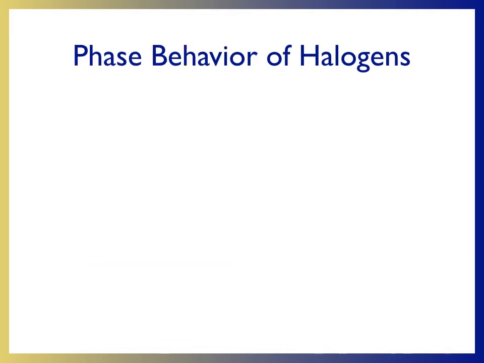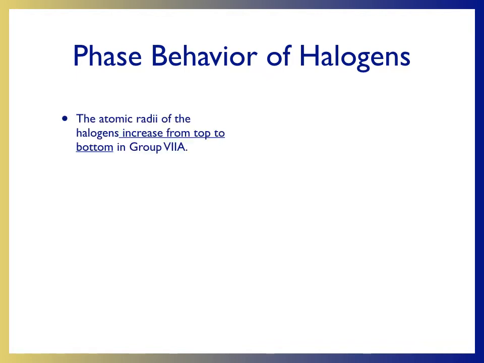Another cool thing about the halogens that you might have noted from the pictures on the previous slide is the phase behavior of the halogens. Halogens have the most diverse phase behavior in the periodic table in terms of elements within the same group. This has mainly to do with the size of the molecules, which is dictated by the atomic radius. Remember that atomic radius increases as you go from top to bottom down a group.